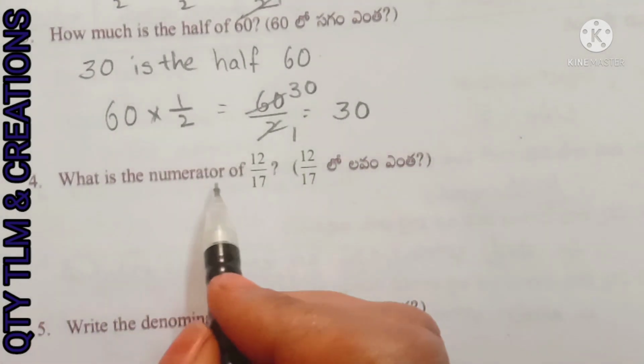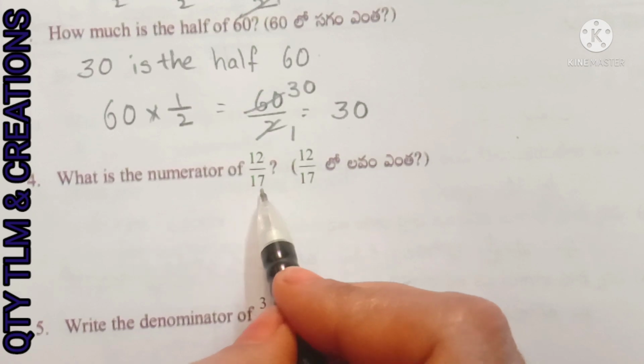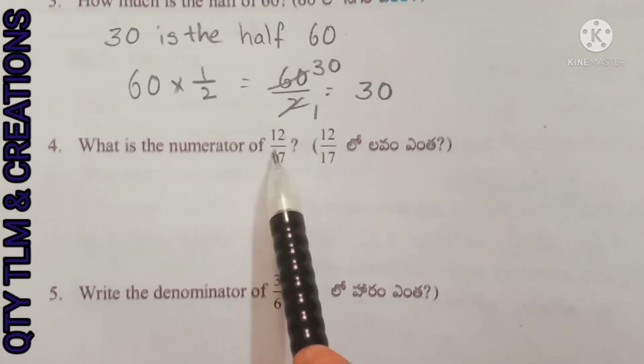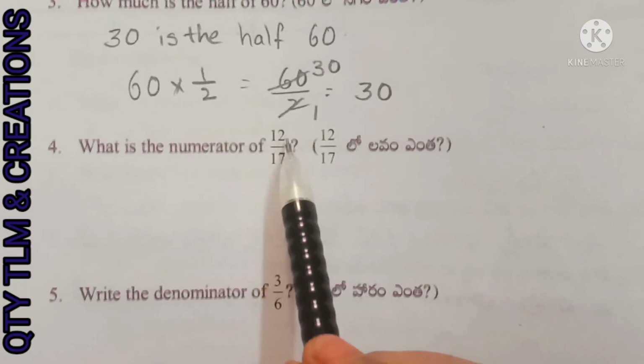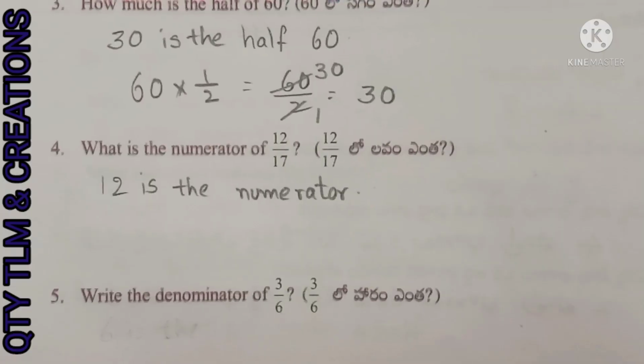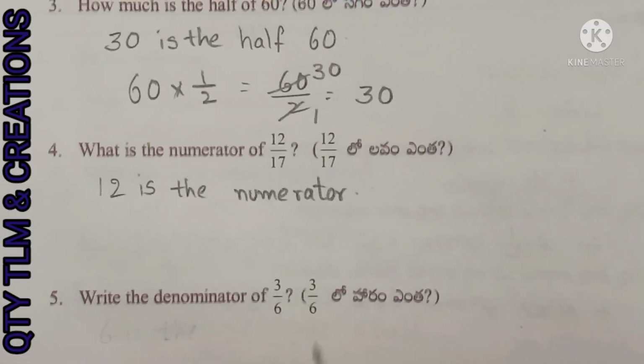Next, what is the numerator of 12 by 17? In this fraction, the number which is written above the horizontal line is called the numerator. So 12 is the numerator. Next question, write the denominator of 3 by 6. The number which is written below the horizontal line is called the denominator. So here 6 is the denominator.